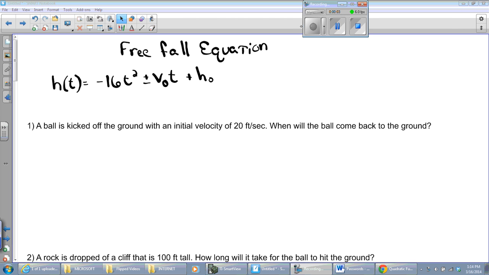Hello, algebra students. Mr. Lawrence here, and this is one of my most favorite things to work with in algebra, because we start to see how these quadratics have applications in the real world. Yeah, we're going to be doing some story problems for the next few days, and they're very, very simple.